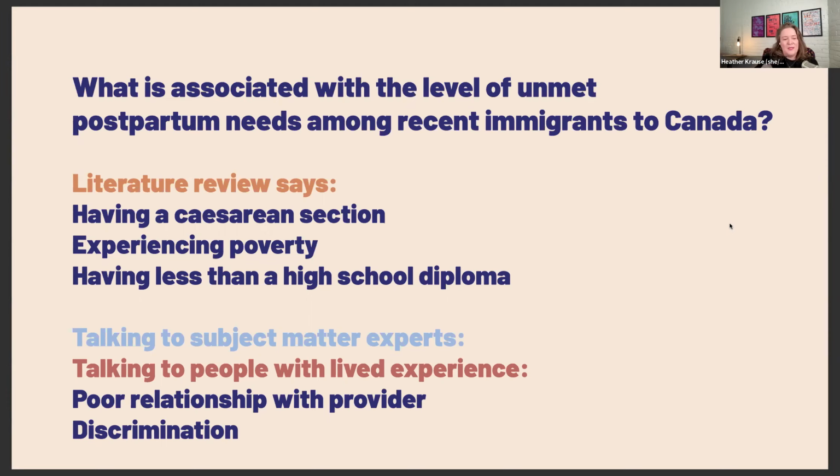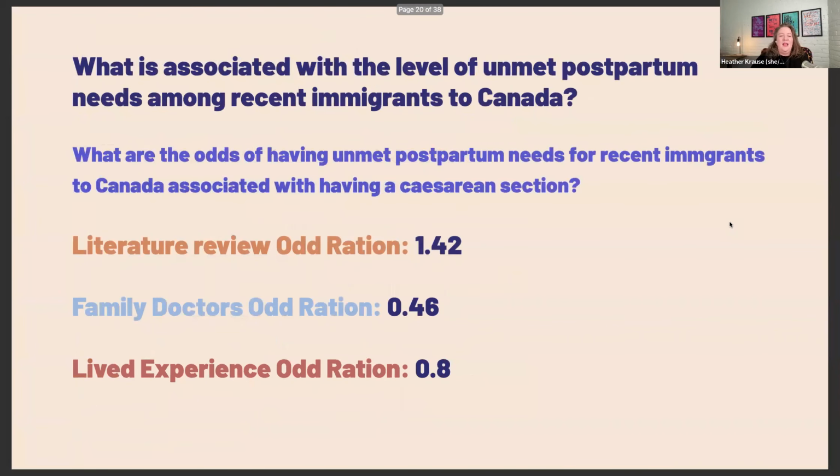The subject matter experts and the people with lived experience agree. They say, absolutely, we think those things matter. And they think that having a poor relationship with the medical provider also impacts your level of unmet need, as well as experiencing medical discrimination. So again, this is where we gather assumptions and input, and we can collect very specific probabilities. This is where we can take the assumptions, the ideas, the experience, and transform it into numbers.